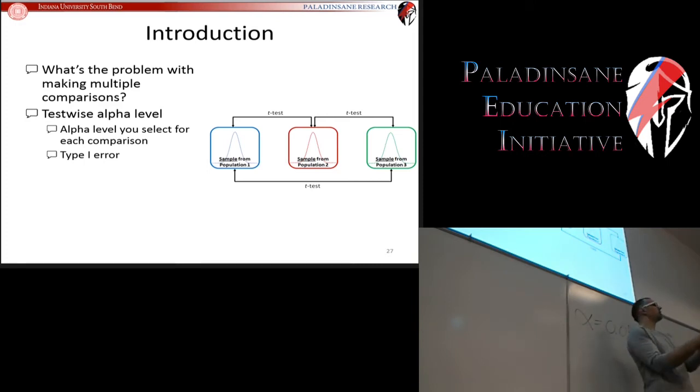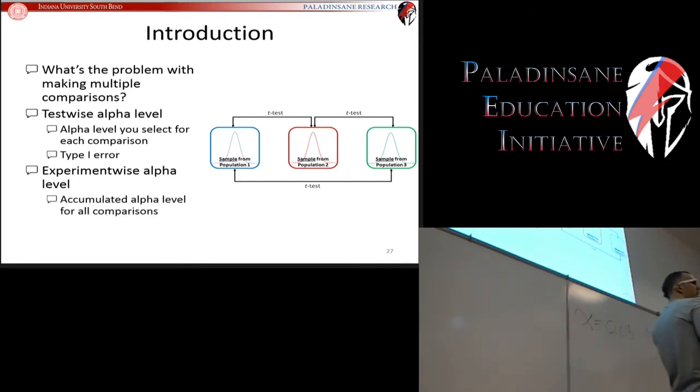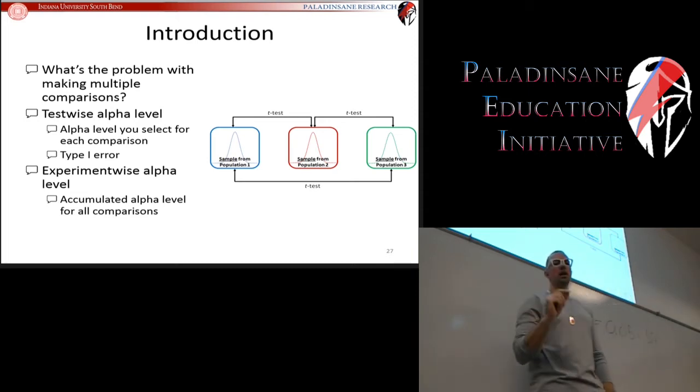In psychology we use 0.05, 5%. In medical studies they might use 0.01, 0.0001, 1% or a tenth of a percent, depending upon how bad that error would be. But whatever it is, you want to control it. What happens is if you do multiple comparisons using an alpha level, your experiment-wise alpha level goes through the roof. And you have this accumulated alpha level that skyrockets and basically increases the chances that you're going to find something when nothing is actually there.